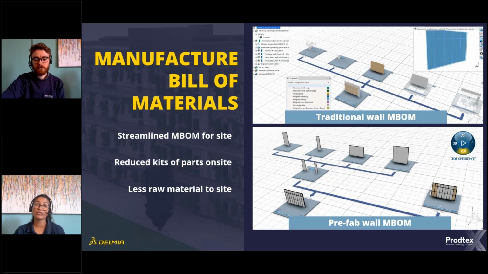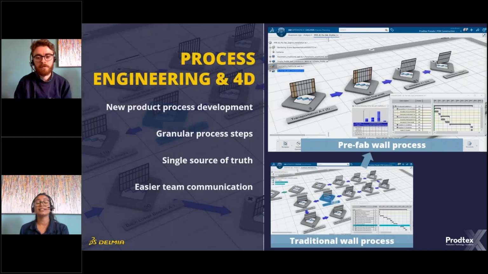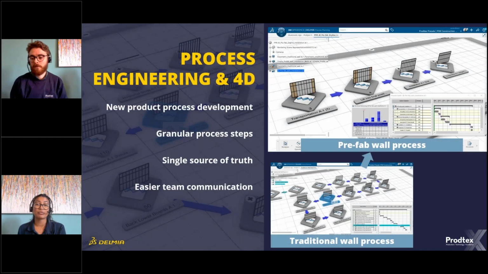Moving on to the process engineering and 4D. Since the MBOM of the traditional wall was quite complicated, that led to a very heavy process. So this means that it will require a higher process time. The fact that it is more complex will require all the workers assigned to the site to have a specialization in this type of wall building.